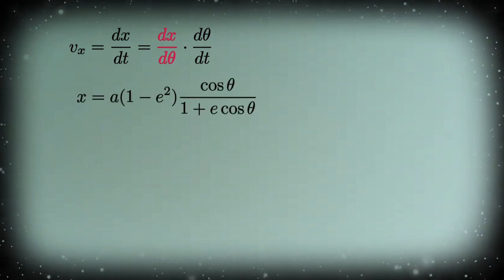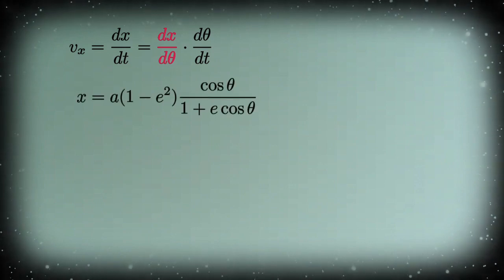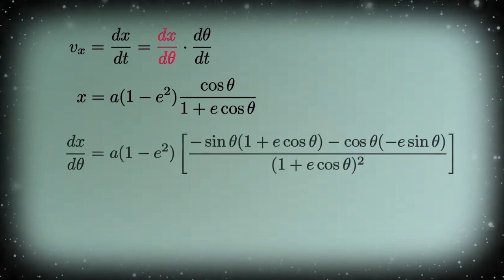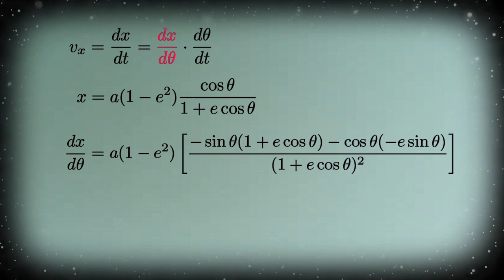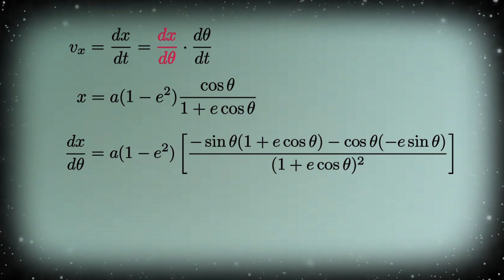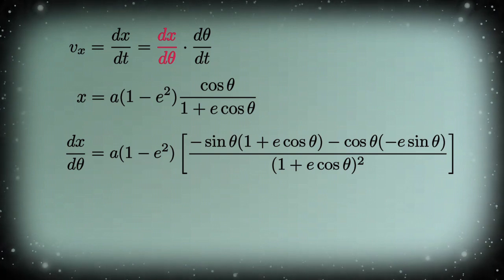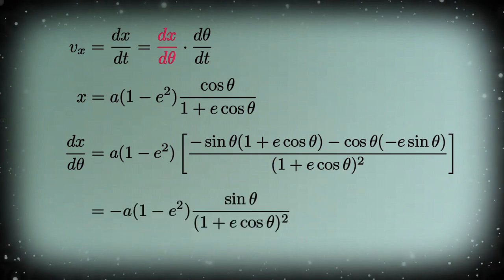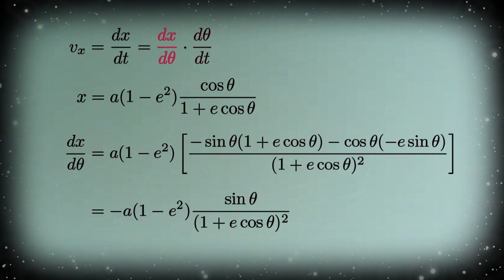Since x has functions of theta in the top and the bottom of the expression, we use the quotient rule. We take the derivative of the top times the bottom, minus the top times the derivative of the bottom, divided by the bottom squared. And we can simplify a bit. What about dθ/dt?